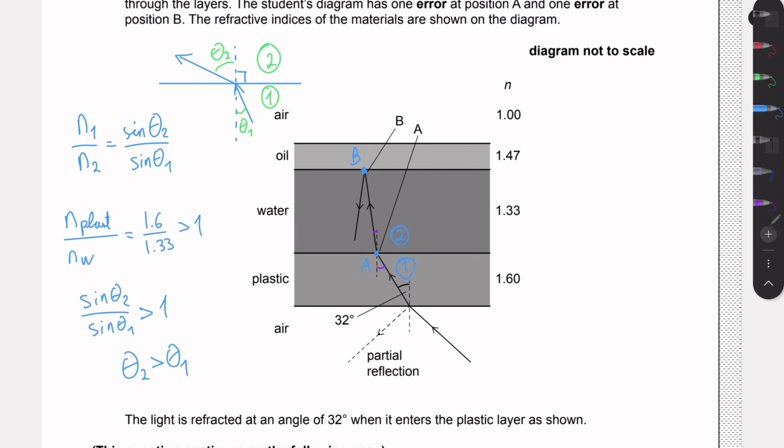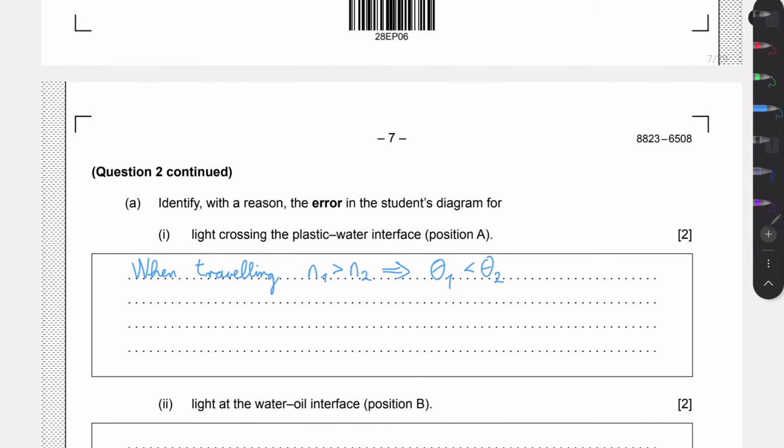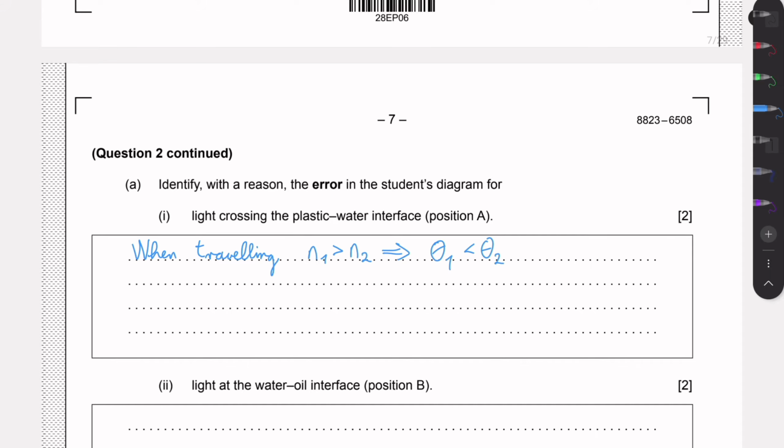This can also be thought of by the fact that if we are traveling to a less dense medium, then the ray must bend away from the normal, and the angle has to be larger as the light is speeding up in this material. So here this must be the case, but in the diagram this is not the case. So in this diagram, theta 2 is represented as smaller than theta 1. So the refracted angle is smaller than the incident, and this should be the other way.